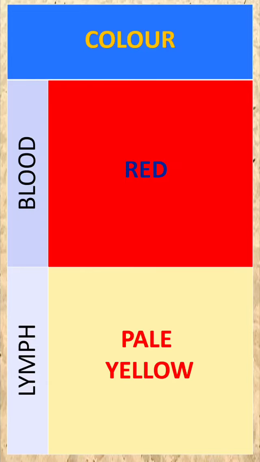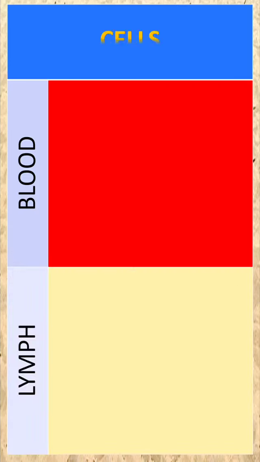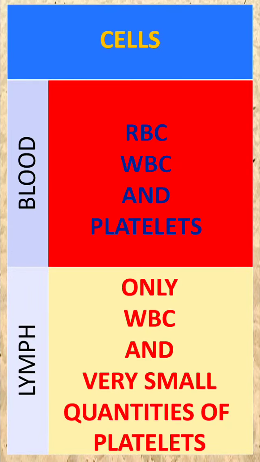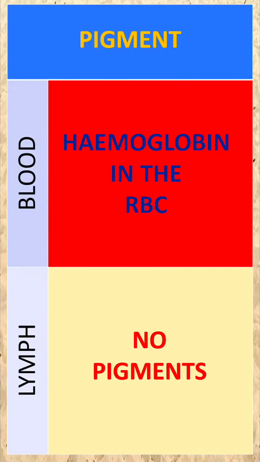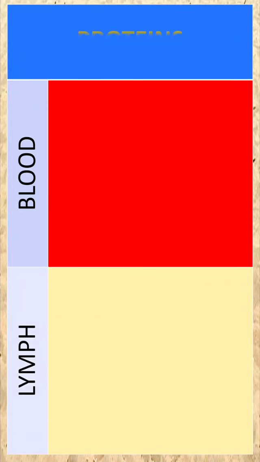Next, the color. The blood is red in color, whereas the lymph is pale yellow in color. Cells: the blood contains RBC, WBC and platelets, three types of cells, whereas the lymph contains only WBCs. Platelets are very less in quantity, RBC is never found. Pigment: the blood is red in color because of the hemoglobin present in RBC. Lymph does not have RBC, so no pigments.